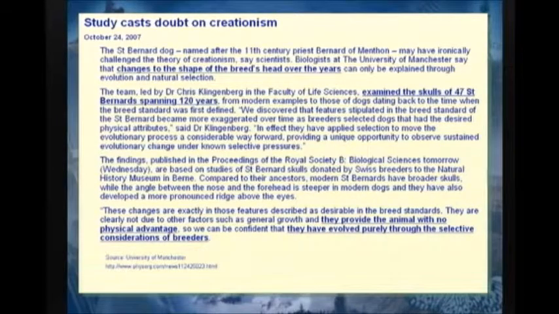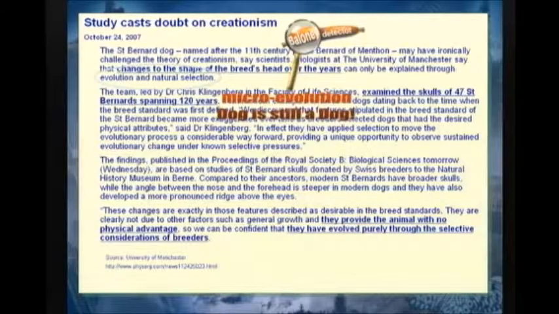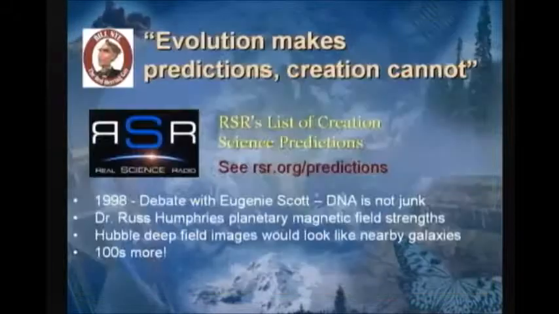Big deal. How is that evolution? They're claiming right there it can only be explained through evolution and natural selection. Then the very last line in the article says they have evolved purely through the selective considerations of breeders. It's selective. It's not even natural selection. It's breeders selecting traits. That's artificial selection. So that's not even microevolution in a strict sense. So again, you see this stuff, and it's microevolution. The dog is still a dog.